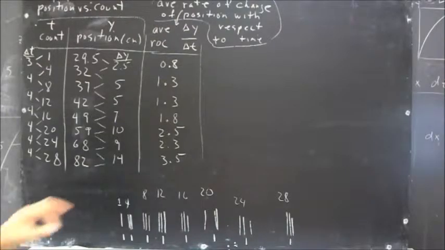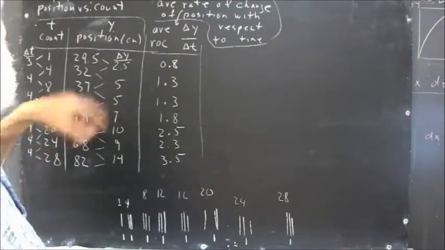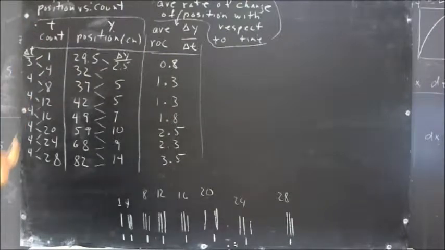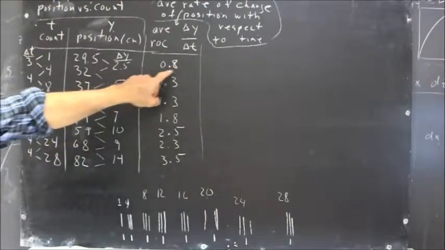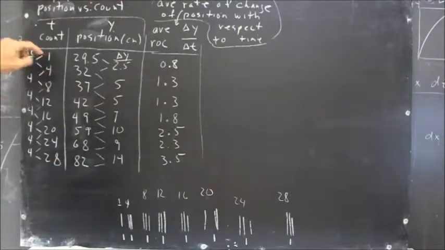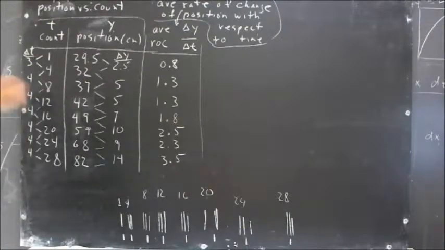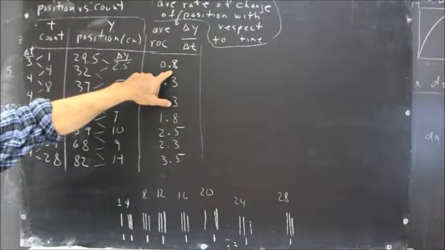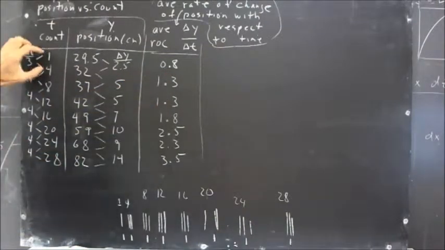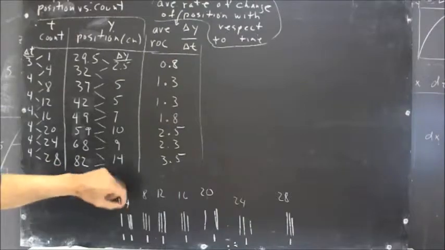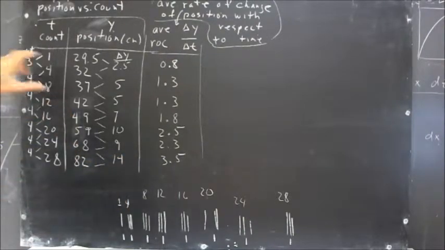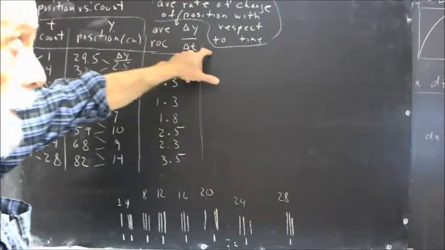What I want to do is I want to graph this average rate of change versus the count. The quandary is this average rate 0.8 involves the count between 1 and 4, the position between 29.5 and 32. So do I use the 1 or do I use the 4 along with the 0.8? And the answer is I don't use either one, I just average them. 1 and 4 averages out to 2.5. That's the midpoint of this first interval between here and here. It's a midpoint time.